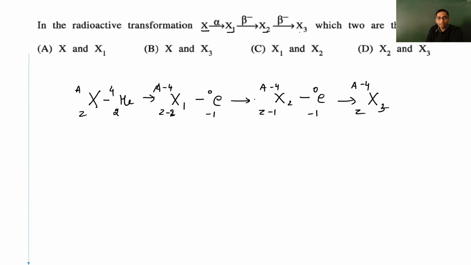So which two are the isotopes? Now isotopes are always the ones where the atomic number remains the same and mass numbers are different, right? So we would like to see that here we have Z and here we have Z. So isotopes are the elements having same atomic number, different mass number. So X and X3 is the correct answer. So B is the correct option.